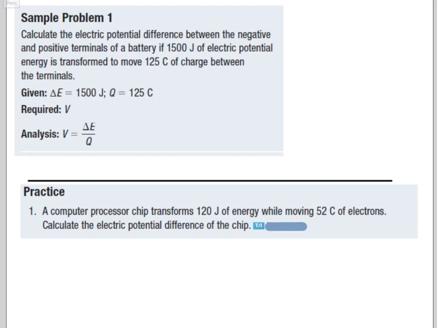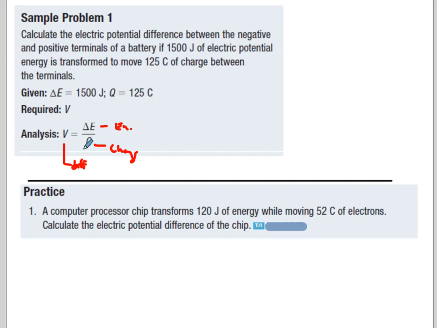Okay, so let's just take a quick look here. So this is potential difference, that's volts. This is charge, and this is energy. So when you're reading questions, you have to really be careful. Does it say potential difference, or does it say potential energy? Be very mindful of that.